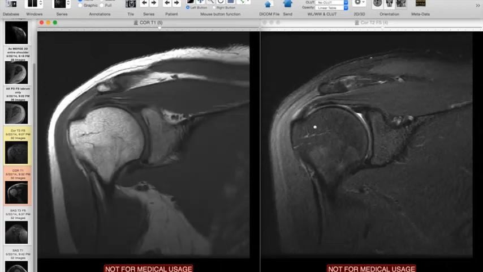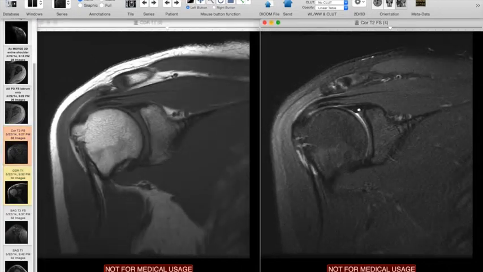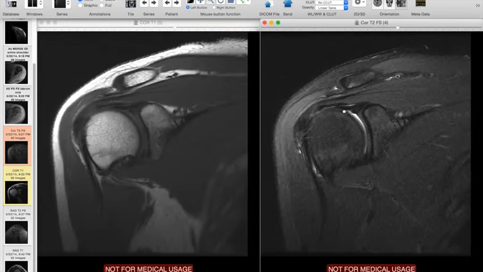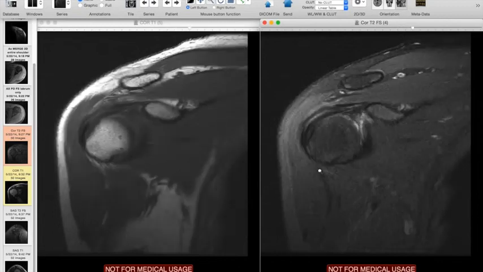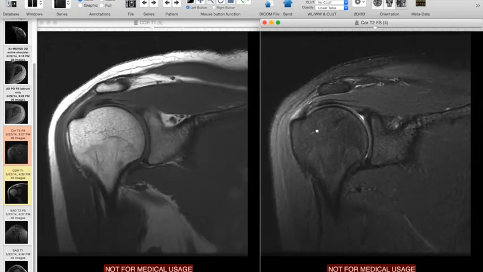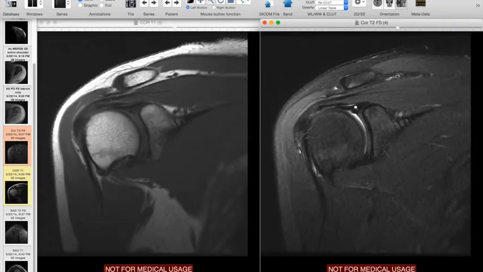We'll come back to this in a minute, but I also like to look at the superior labrum biceps anchor on the coronal images, nicely seen on the T2 weighted images here. And you can see as you scroll back and forth, you should be able to trace the biceps tendon as it comes up and around the humeral head to insert on the biceps anchor here, superior labrum being just underneath it.